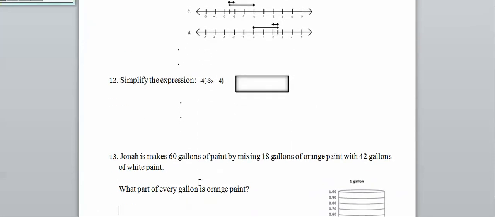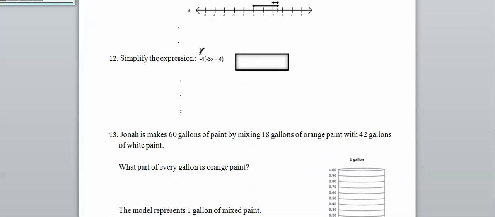Okay, number 12, you're simplifying by distributing. A -4 times a -3 is a +12x. You don't need the positive sign. And then a -4 times a -4 is a +16.